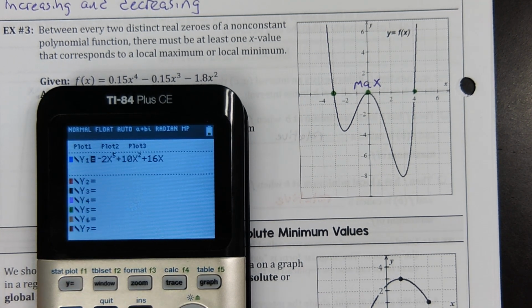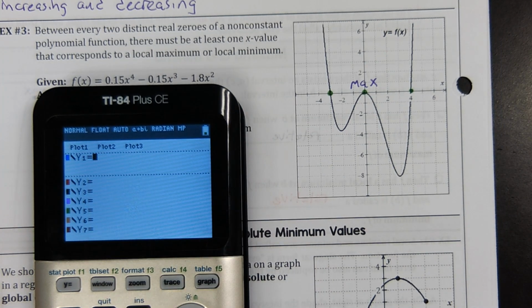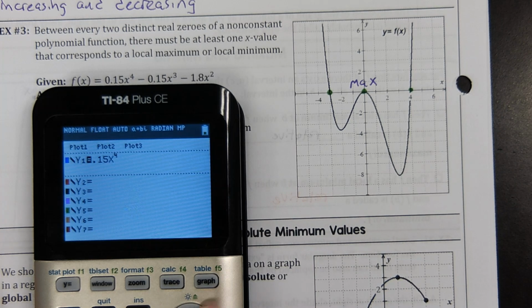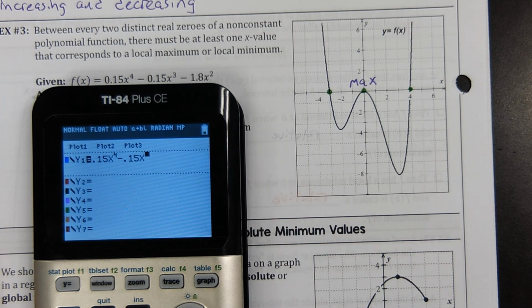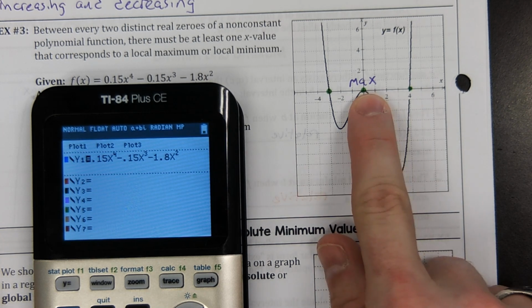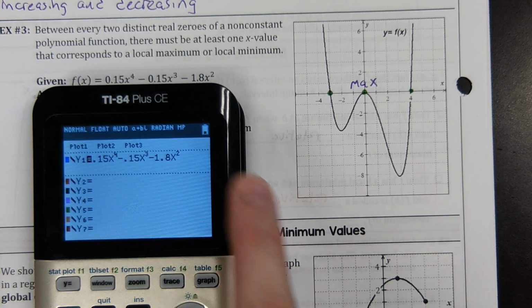Let me go into y equals. Let me clear it out. And we're going to type what we see there. 0.15. You don't need the leading zero. X raised to the 4th minus 0.15 x raised to the 3rd minus 1.8 x squared. So we see the graph bounces off x equals 0. And that's because there's x squared as a GCF.